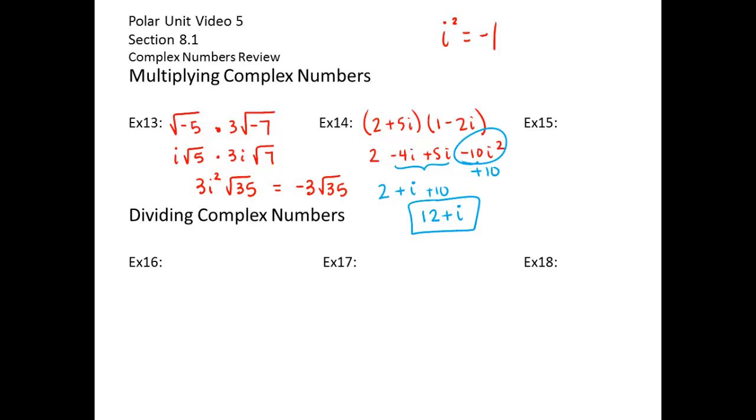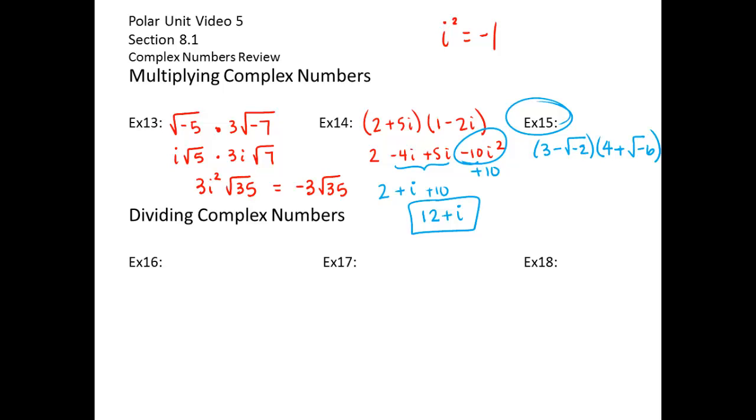Okay, so for example 15, I'm going to have you do this. We're going to do 3 minus the square root of negative 2 times 4 plus the square root of negative 6. Go ahead and simplify that as part of your homework.